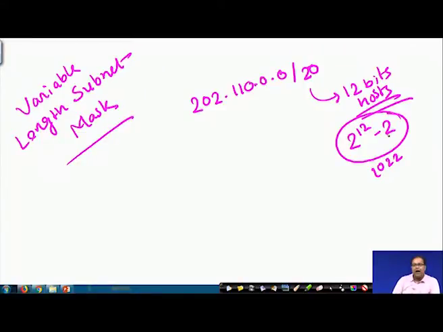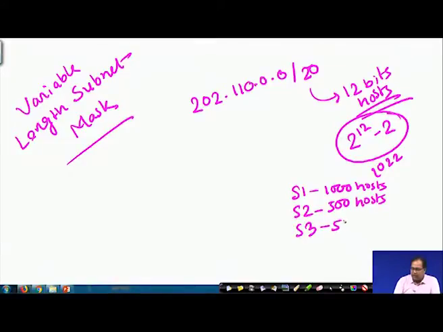Now, assume that you want to divide it into 3 different subnets, with subnet 1 having 1000 hosts, subnet 2 having say 500 hosts, and subnet 3 having another 500 hosts.